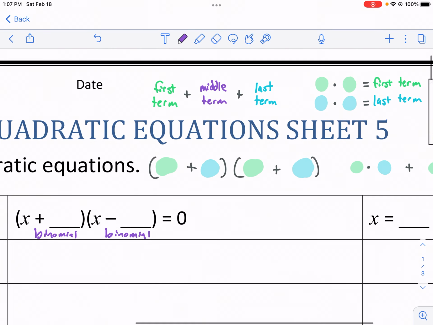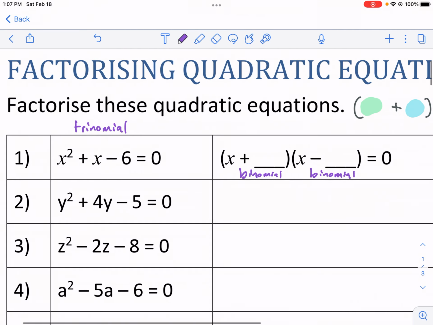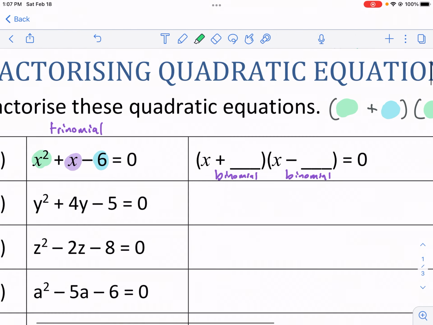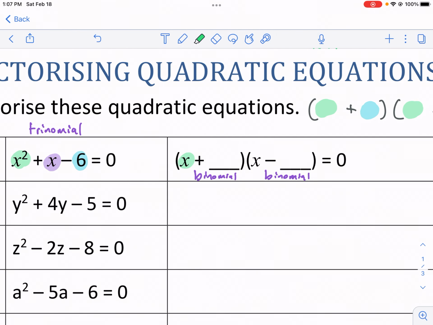If we're looking at a trinomial, we have a first, middle, and last term. Let me highlight that real quick. So here's our last term. Our middle term we'll label in purple, and then the first term in green. So there's a pattern with trinomials and factoring them into binomials, and it's this.